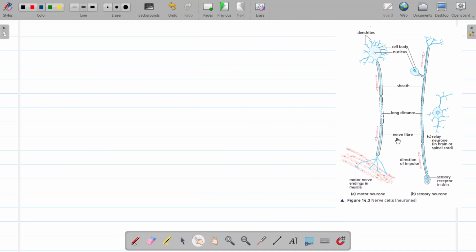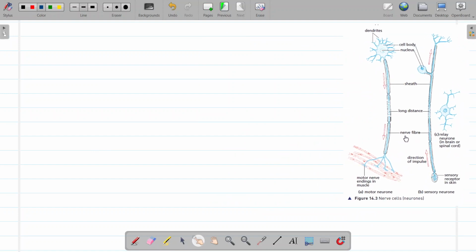So, I'll just move that to the side. Okay. That's obviously from the book.